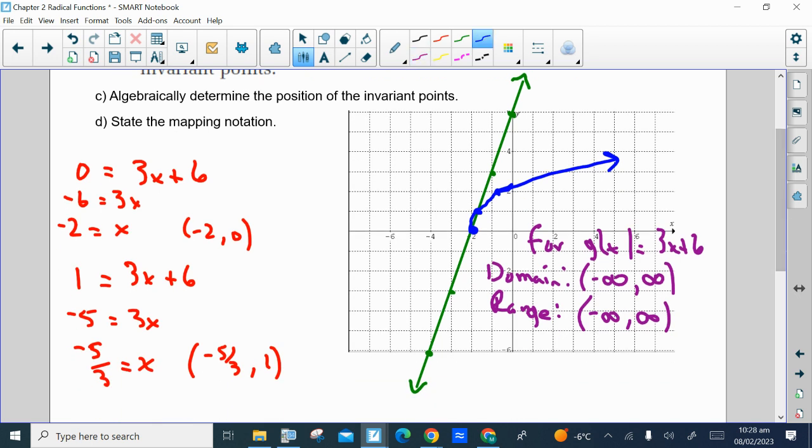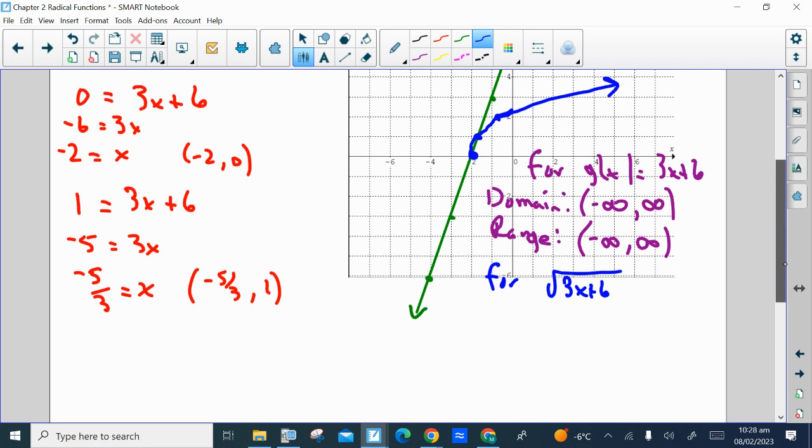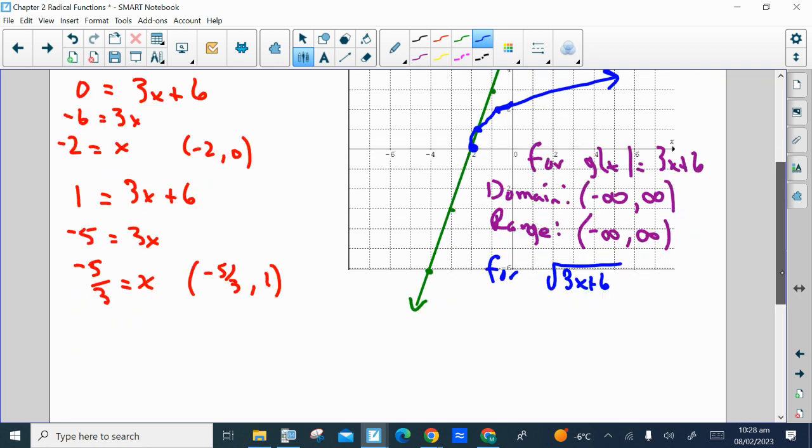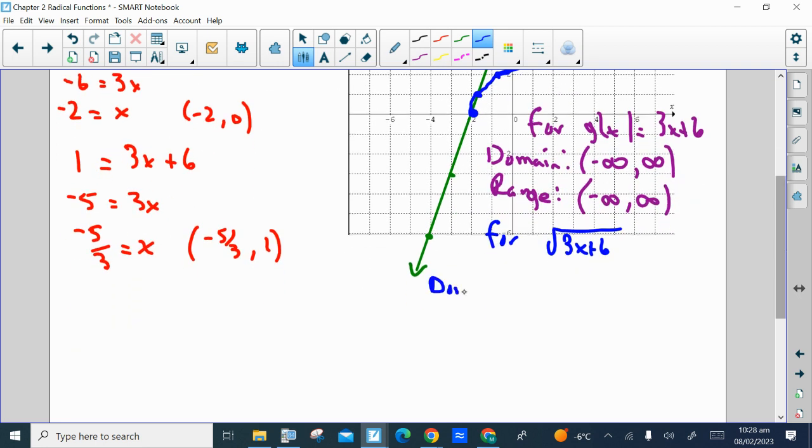But for our radical function, for the root of 3x plus 6, the domain and range are different. The domain would be from -2 to positive infinity. The -2 is included. And the range would be from 0 up to positive infinity.